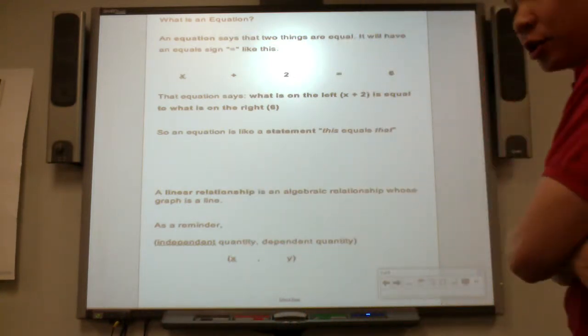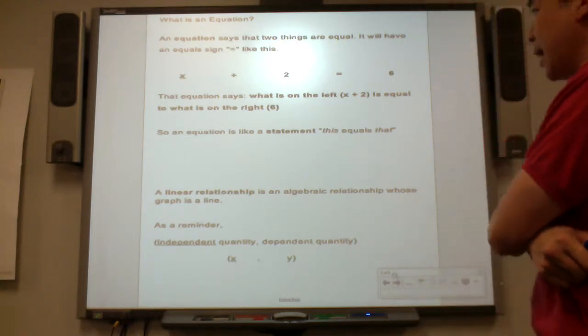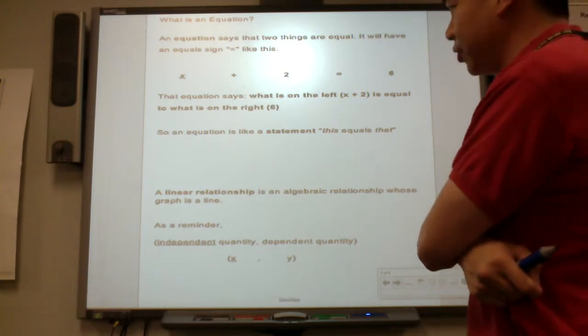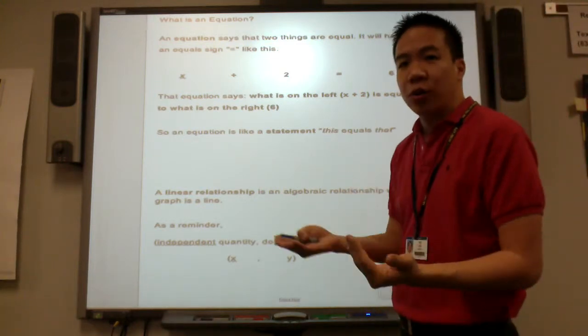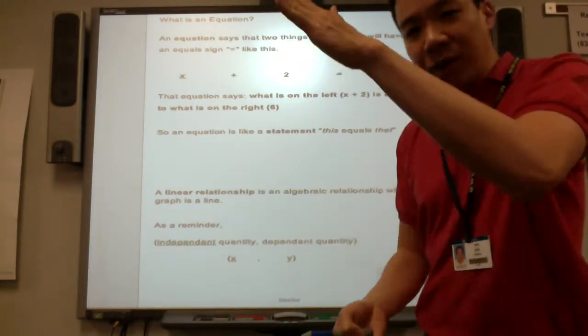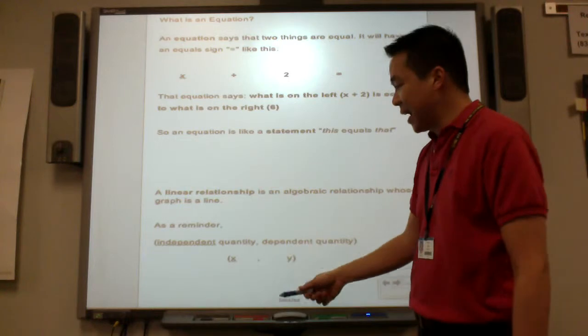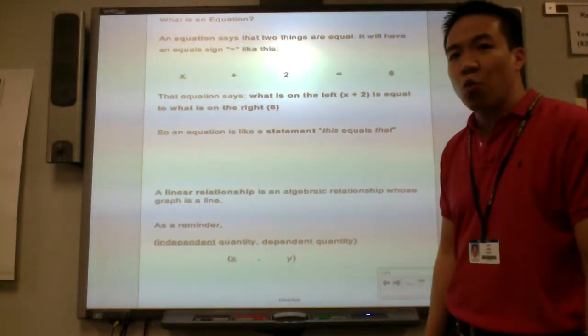And the second thing we're going to learn today is a linear relationship. We're going to learn how to draw lines. We are going to graph lines. We're going to get an algebraic relationship, and then you should be able to create a straight line from it. As a reminder, independent is the x-axis, dependent is the y-axis.